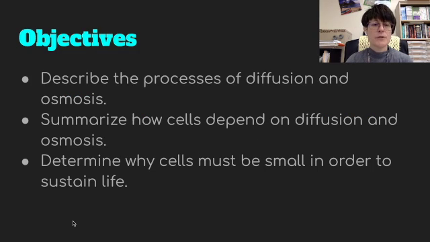Our objectives are going to be to describe the processes of diffusion and osmosis and to summarize how cells depend on diffusion and osmosis and determine why cells must be small in order to sustain life.